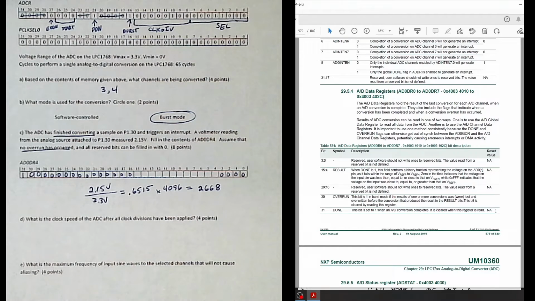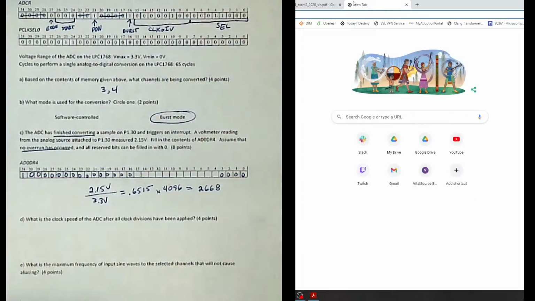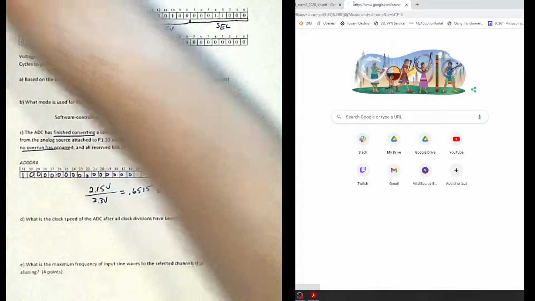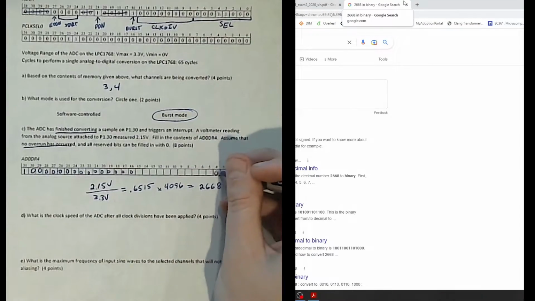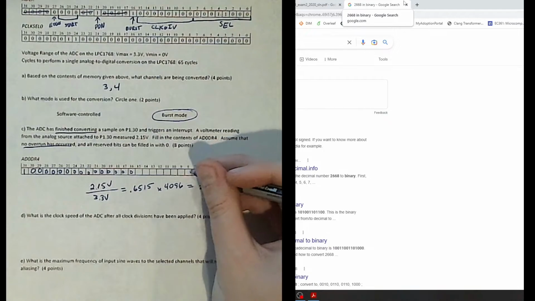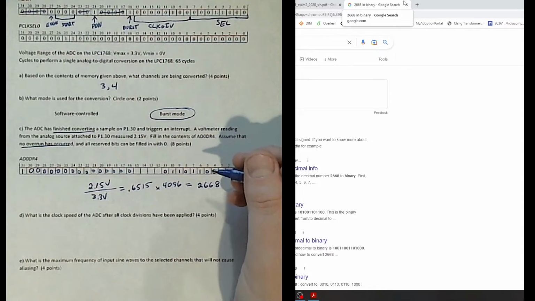Now we have to convert that into a binary value, so 2668 in binary, and we can just use our handy dandy Google converter. Find out what that is, and it's a little off screen, sorry for that, but it's going to be 0011, 0110, and 0101.